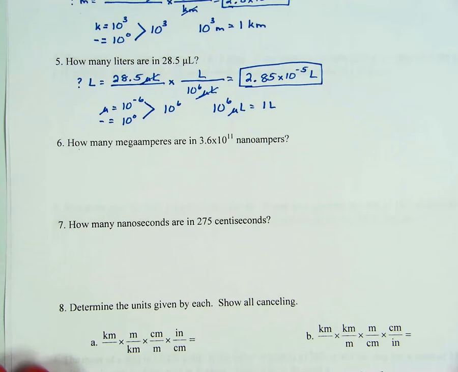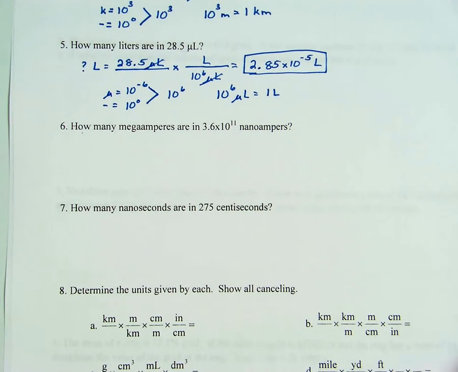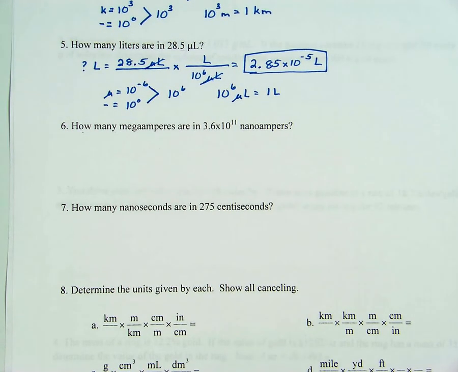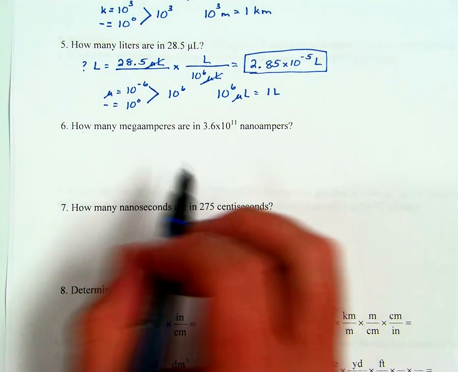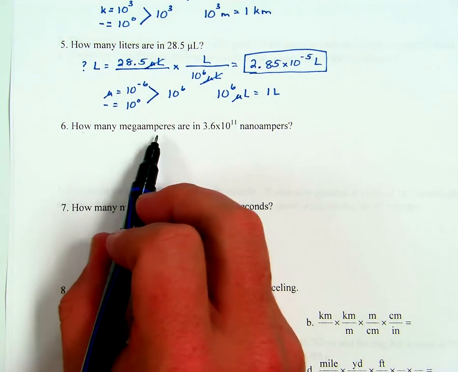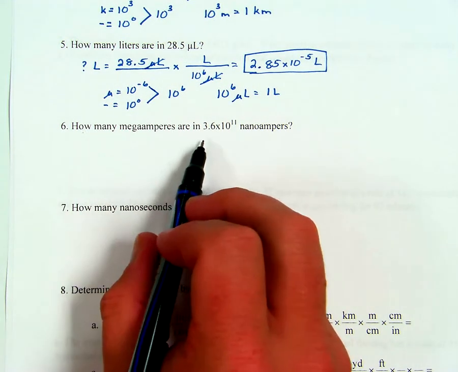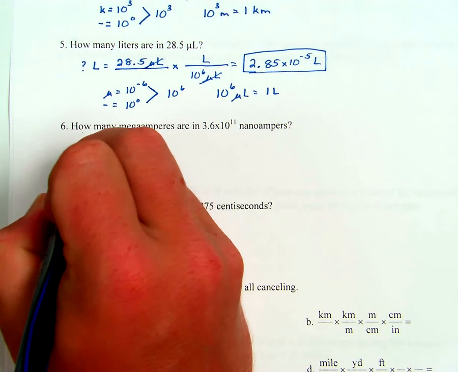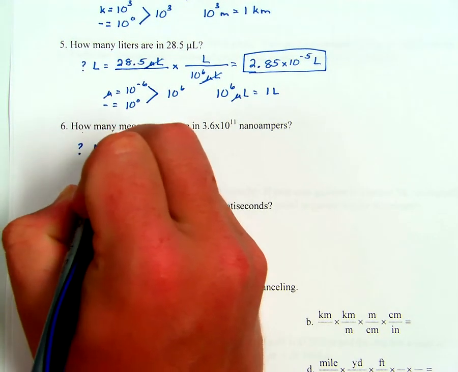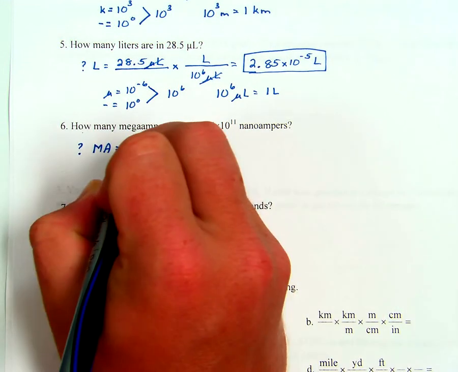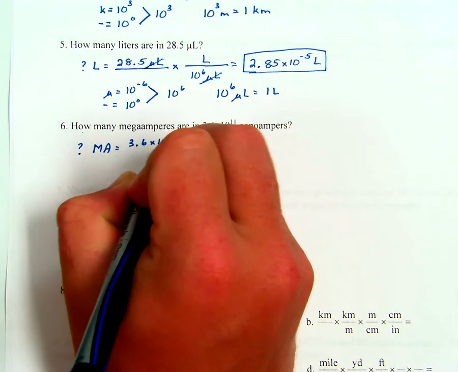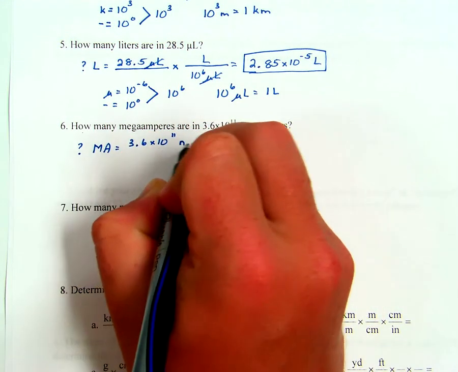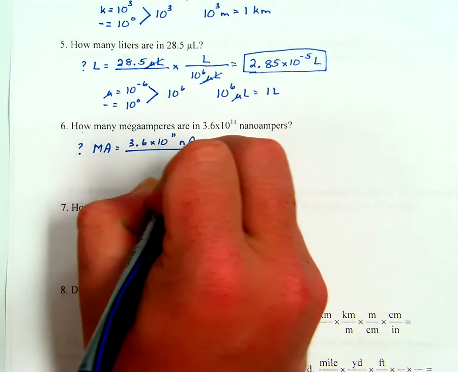Alright, the next two are slightly different in the fact that both of the units that we're dealing with have prefixes on them. So number 6, how many megaamperes or megaamps are in 3.6 times 10 to the 11th nanoamps? Now, question mark, how many megaamps equal 3.6 times 10 to the 11th nanoamps?